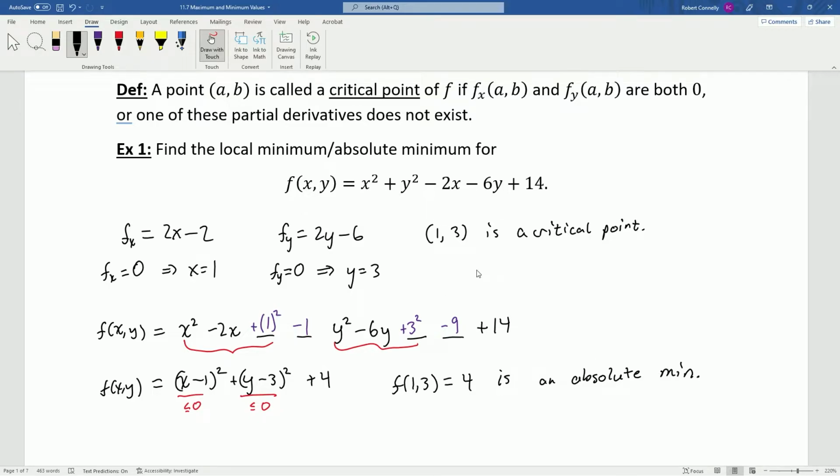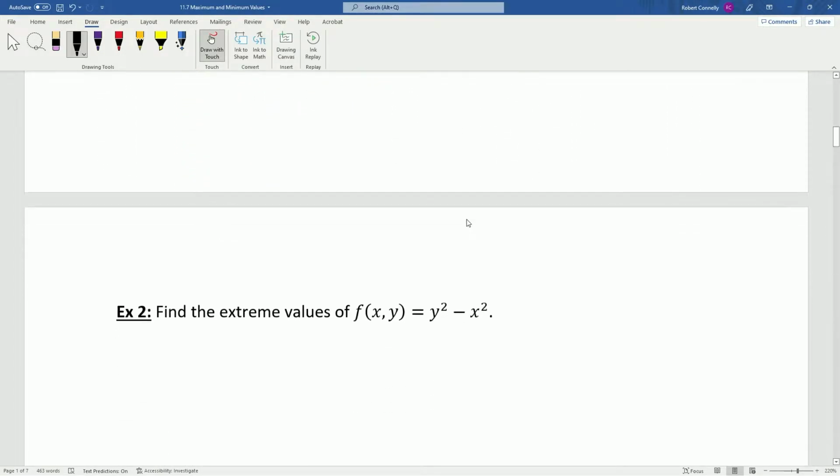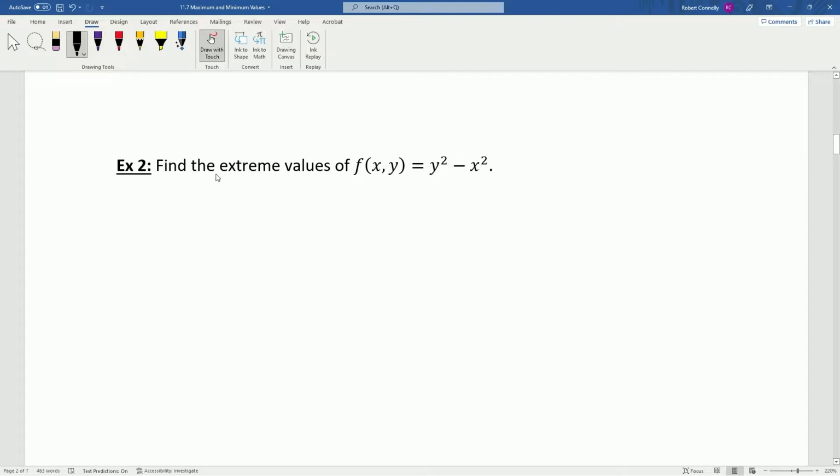All right, that's it for example 1. Let's go ahead and move on. So here for example 2, find the extreme values of f of x, y equals y squared minus x squared. So the partial derivative with respect to x here is -2x, and with respect to y is 2y.